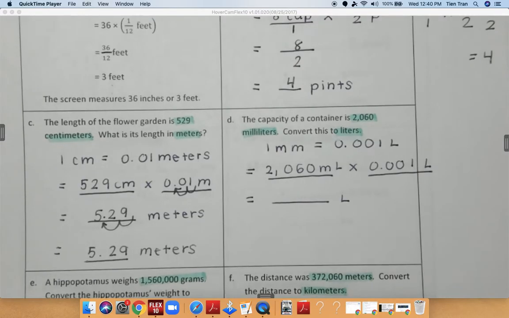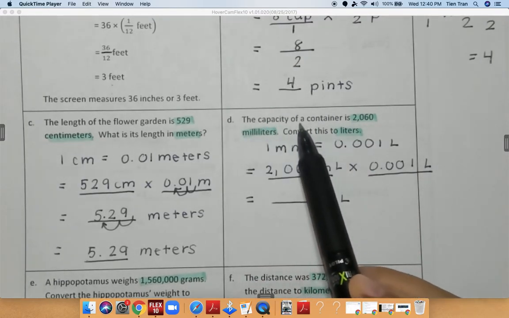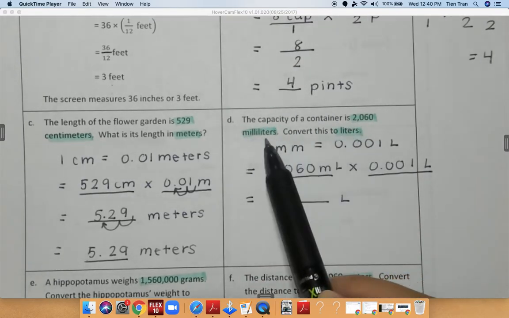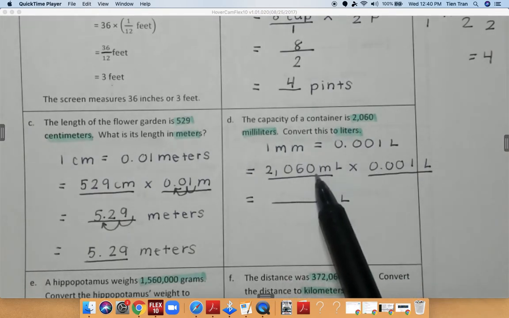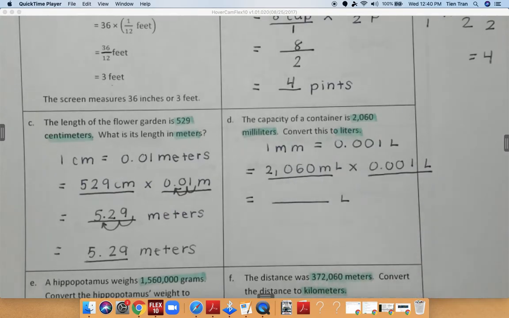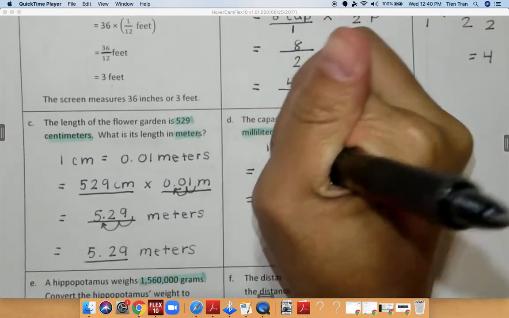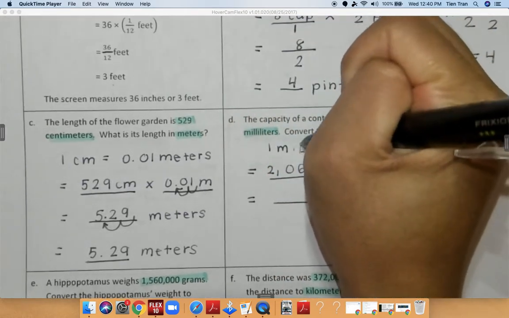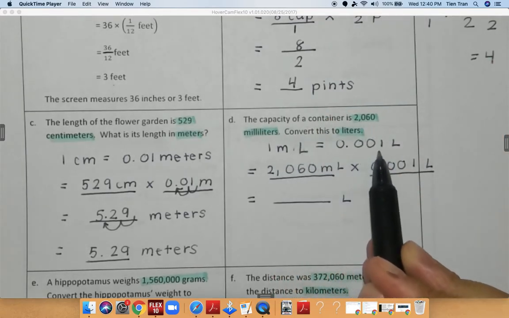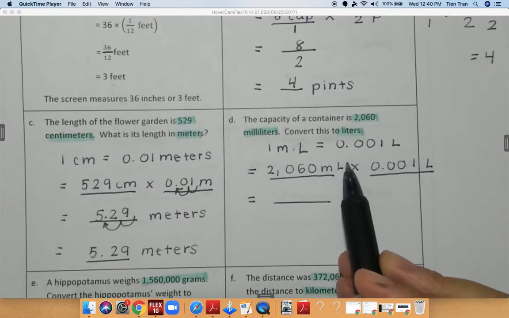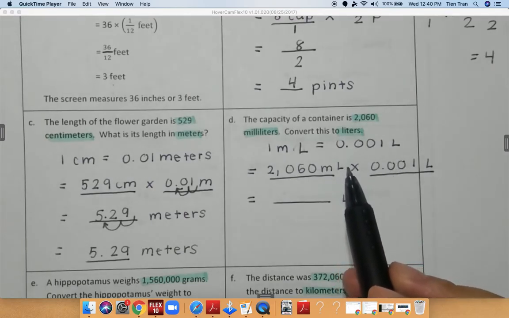Now, for problem D, it says here the capacity of a container is 2,060 milliliters. Convert this to liters. So I'm changing milliliters to liters. I don't know why this is M. It should be ml. So 1 milliliter is equal to 0.001 liters, or you can say 1/1000th of a liter.